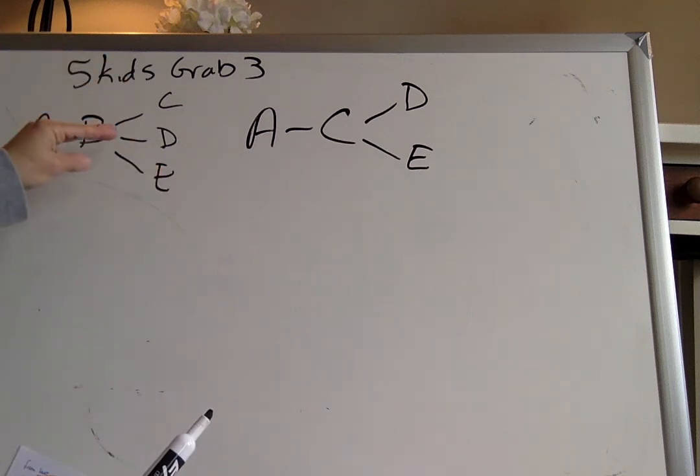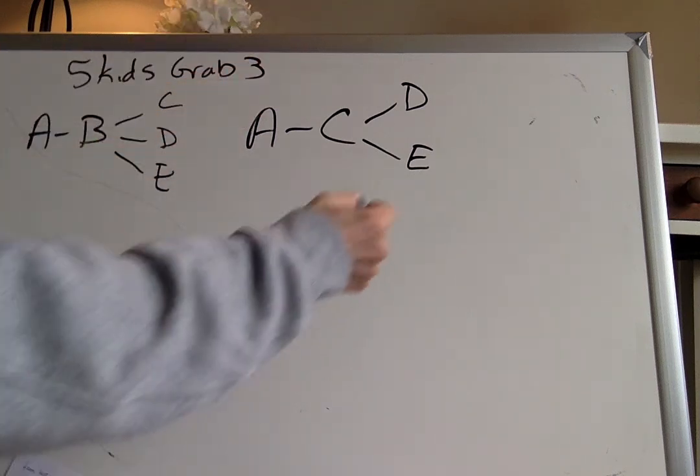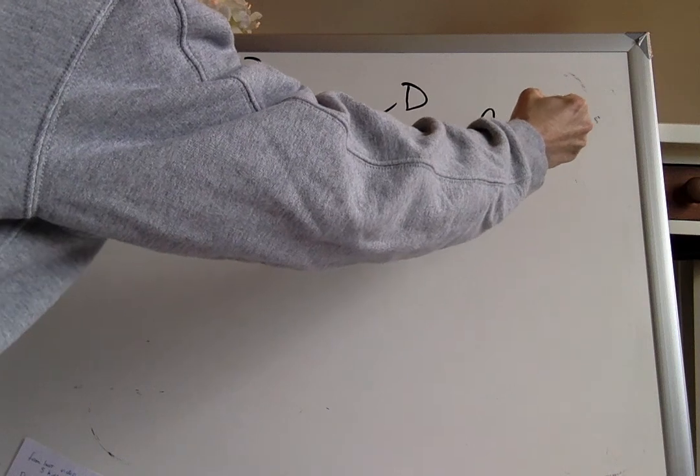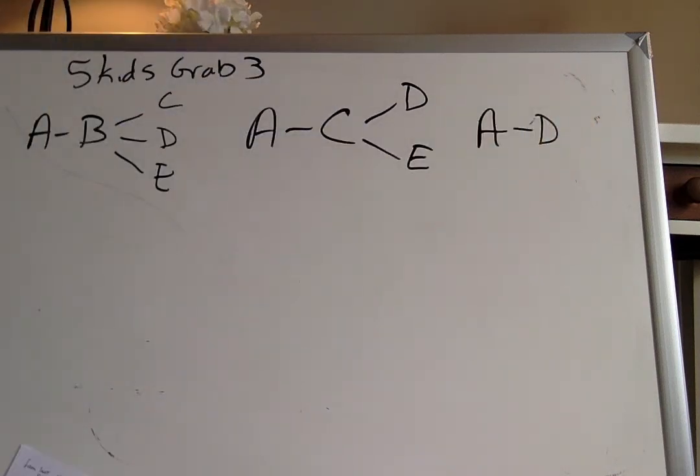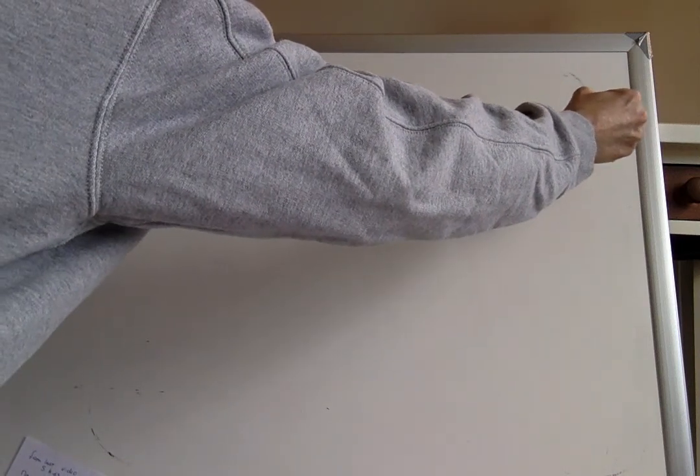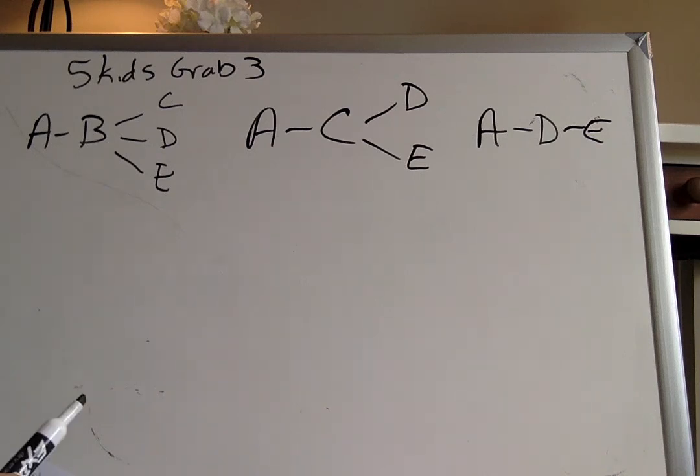Okay, those are all the choices for B. I've listed all the choices for C. So I guess I'm going to skip B and C now. I'm going to go straight to D. Well, I'm almost out of people, so A, D, E would be the only choice I have left. So what I have listed so far is every possible group that's going to have person A in them. So I'm done with A.